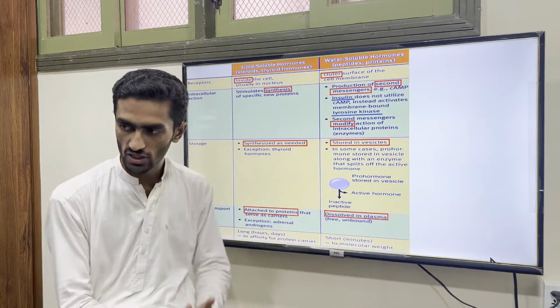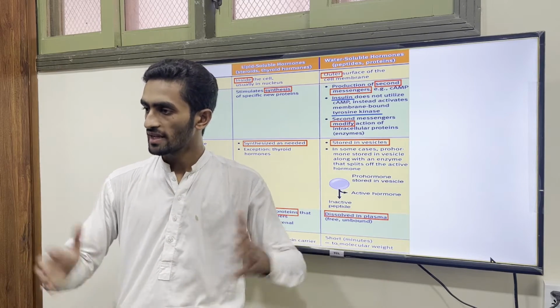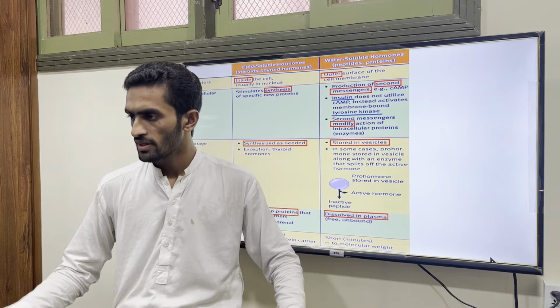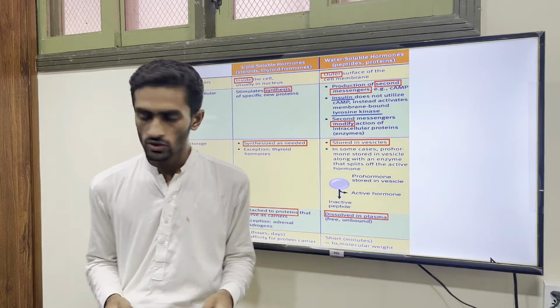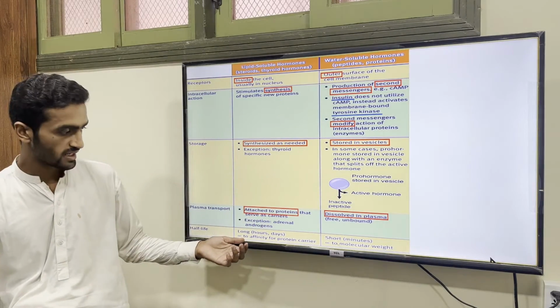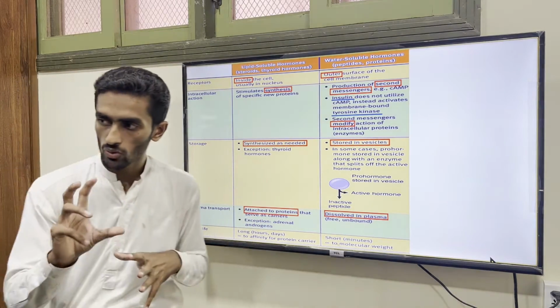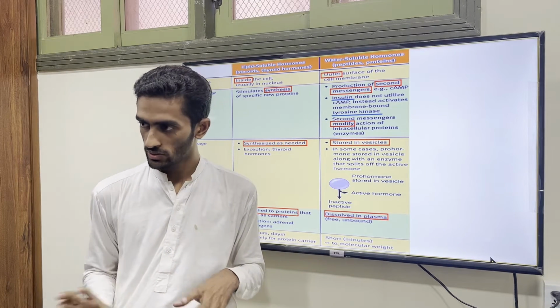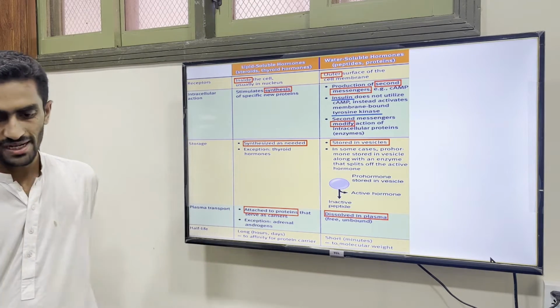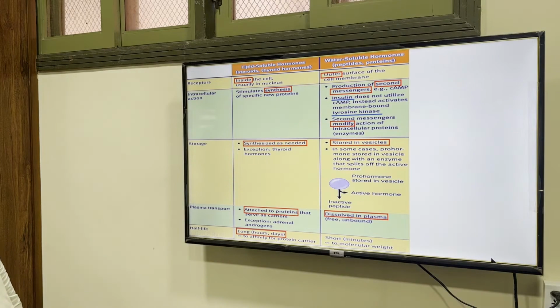But it depends upon the molecular weight. The larger molecule will have a little bit higher half-life as compared to some other one. But here is the longer half-life depending upon the bound protein. Are you good with that? So these are comparison points you need to understand.